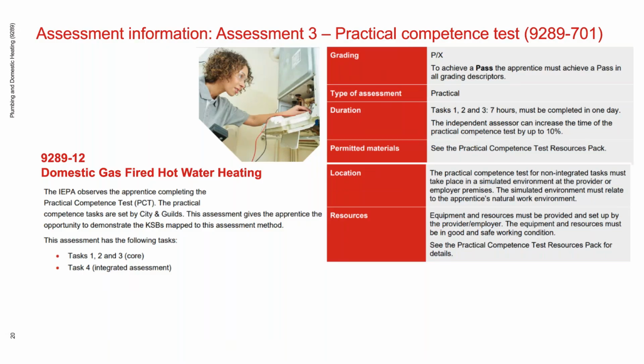The independent assessor can increase the time of the practical by up to 10%. Permitted materials: see the practical competence test resource pack. Location: the practical competence test for non-integrated tasks must take place in a simulated environment at the provider or employer premises. Again, equipment and resources must be provided and set up by the provider or employer. So this is for the 9289-12 domestic gas-fired hot water, and it's tasks 1, 2, and 3.